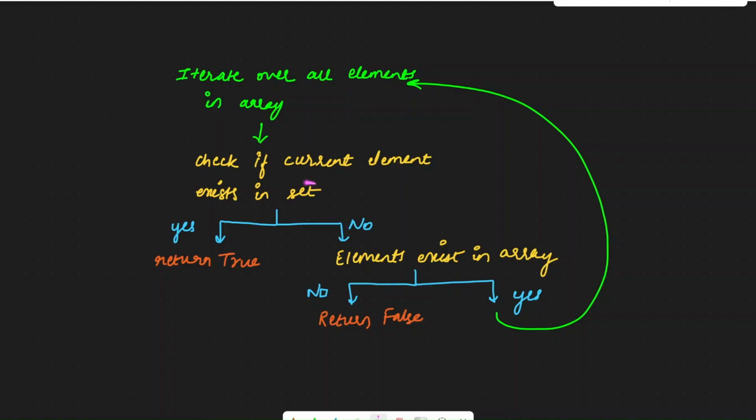So the simple algorithm would be to iterate over all the elements in the array and check if the current element exists in the set. If it does, then we just have to return true because we have found a duplicate. If it doesn't, then we have to check whether there are any more elements in the array. If there are, then again we continue the same process. But if we have reached the end of the array, then we would just return false.